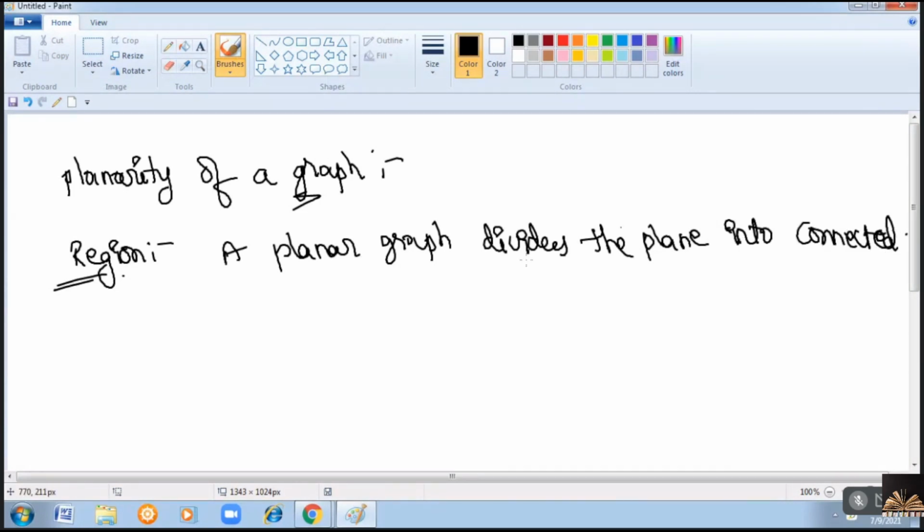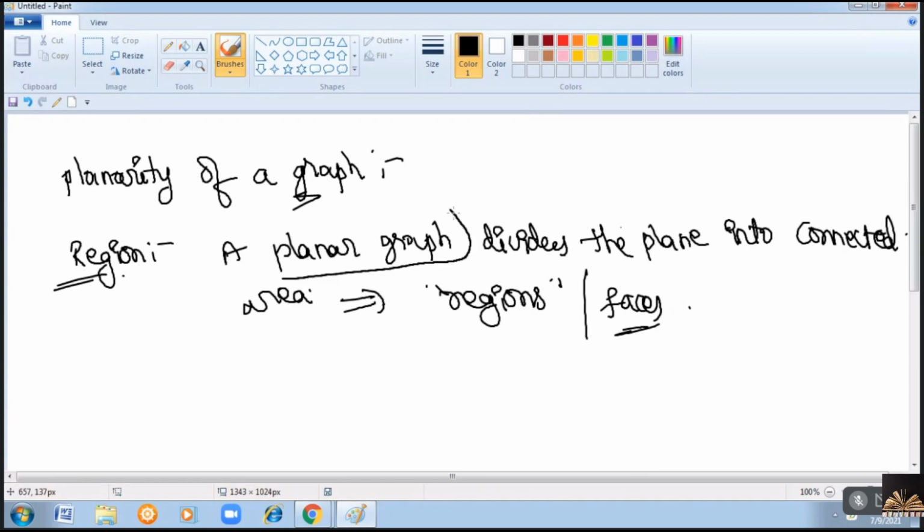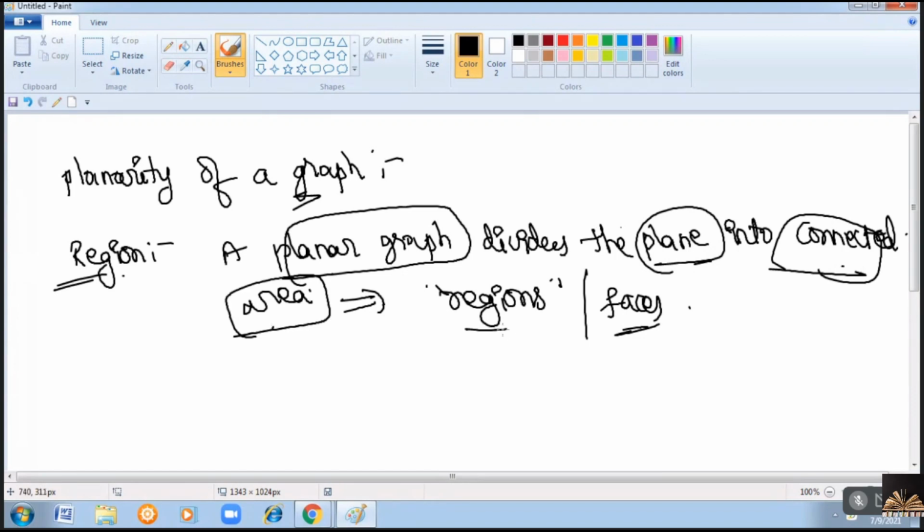A planar graph generally divides the plane into connected areas, and these areas are called regions of a plane. We'll also call them faces. Regions or faces of a plane. A planar graph will divide the plane into connected components. This is important, connected components is important. They are known as the regions. Let me give you one example.